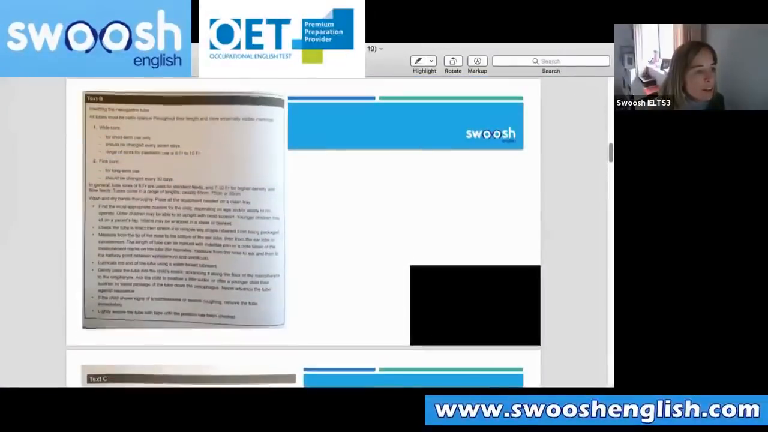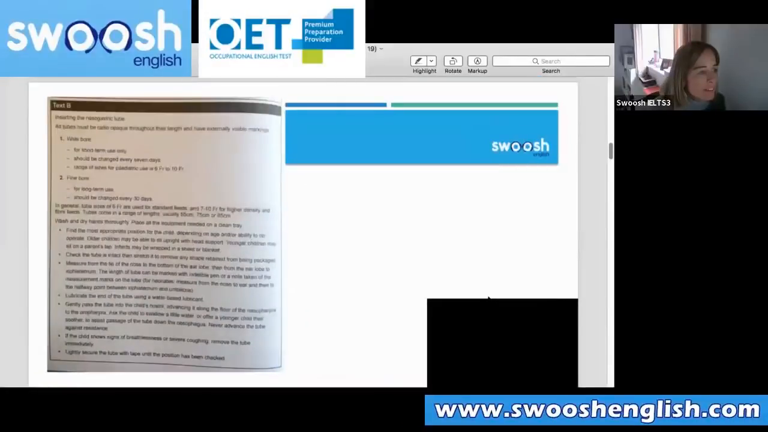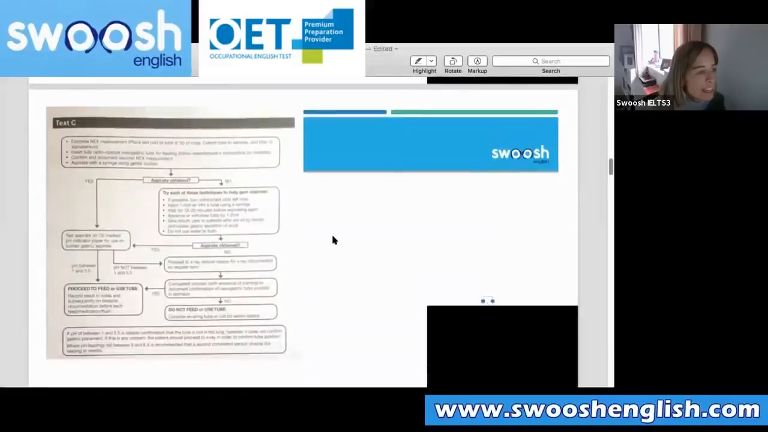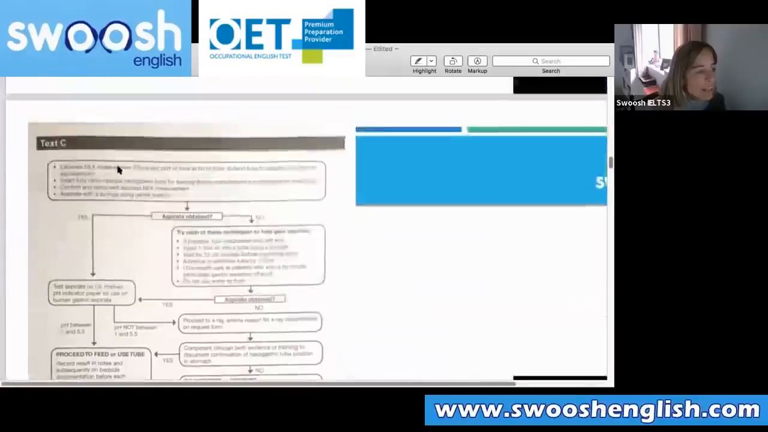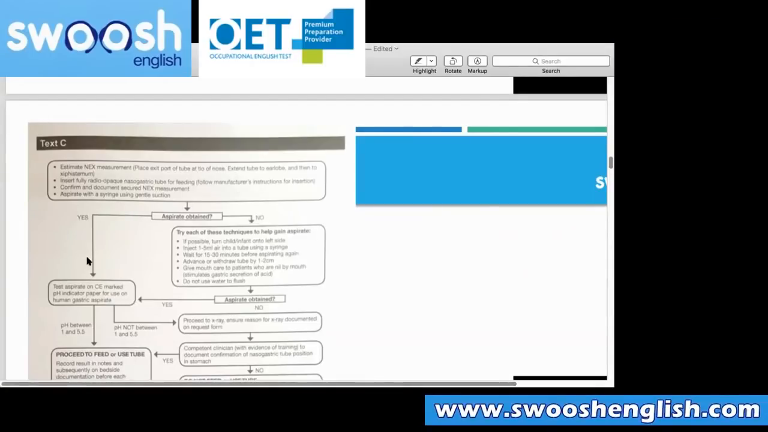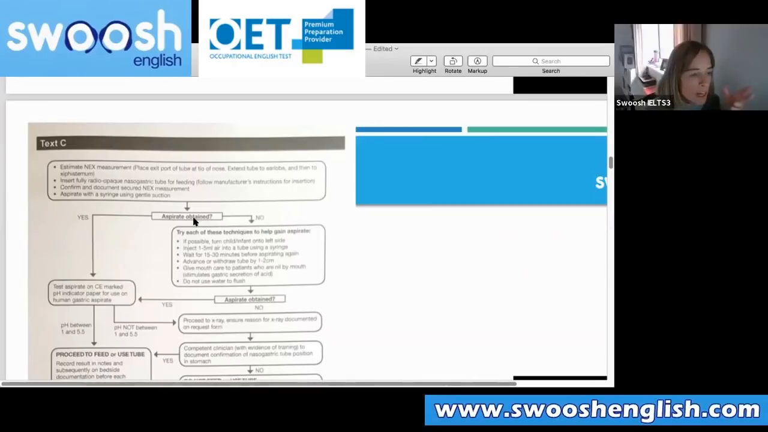So everybody have a look at the text. In fact, let's particularly look at text C. Okay, remember I said estimate next measurement. I had the bullet points here. These are bullet points. There's no heading. It talks about procedures. And if you look at the first word of each of the bullet points, those are, what do we call them? Instruction words, right? Things that you have to do. So it's clearly showing you steps of a procedure and what to do if something doesn't happen and what to do if something does happen. And we've got some words in bold which might help us to answer the questions. So aspirate, obtained, try each of these techniques to help gain aspirate, etc.